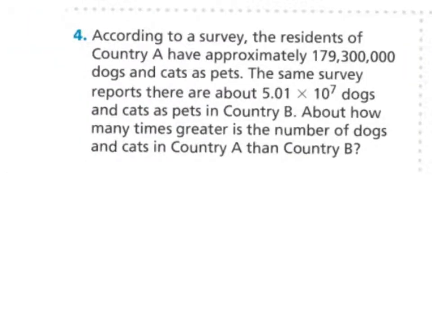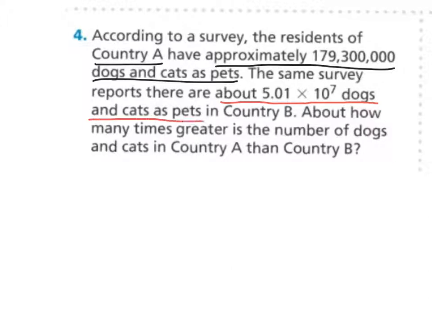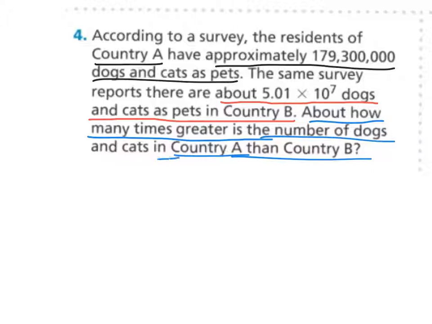Number 4, according to a survey, residents of country A have approximately 179,300,000 dogs and cats as pets. The same survey reports there are about 5.01 times 10 to the 7th dogs and cats as pets in country B. So the question is about how many times greater is the number of dogs and cats in country A than country B.